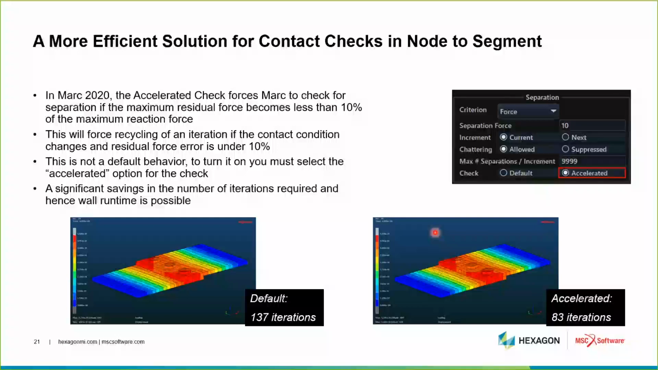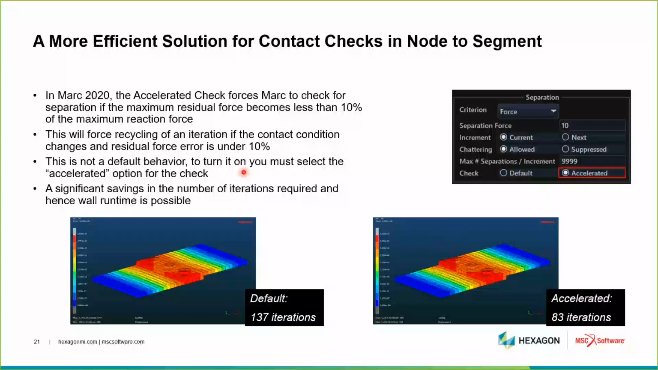And when that is done, we will then do a check for the contact condition changes. And if we do see it, then we will start the iteration over again, and we will start with a new contact condition. So we eliminate those iterations that might be associated with a contact condition change that's getting close to the error that we see. This is not a default behavior.